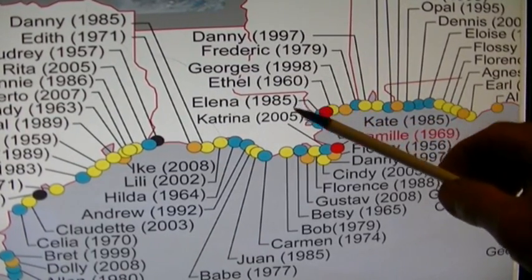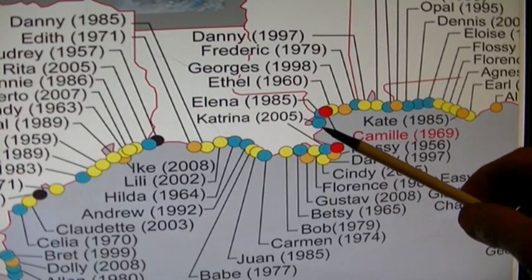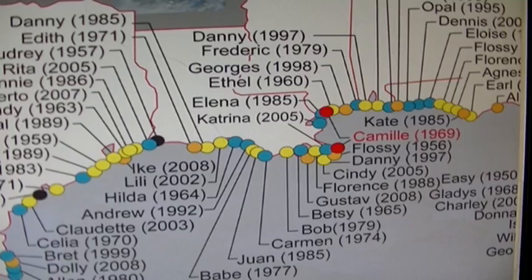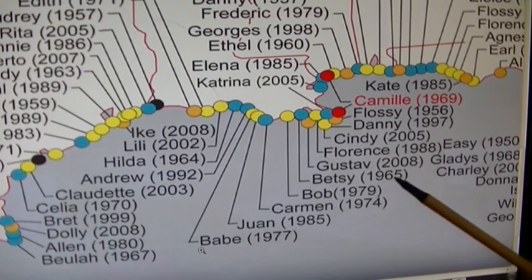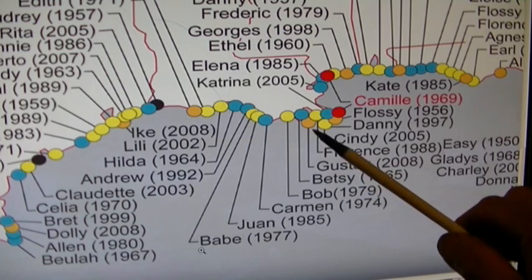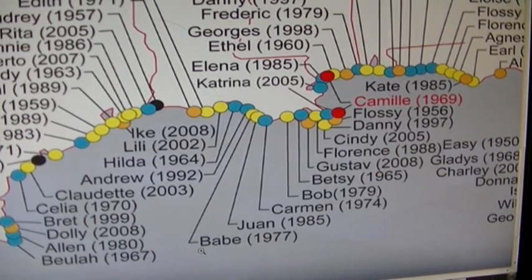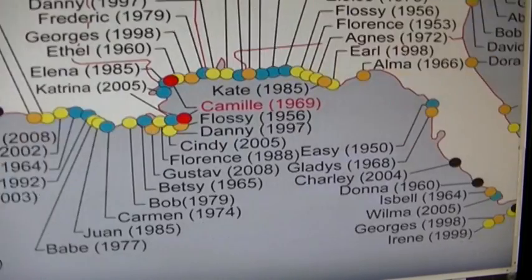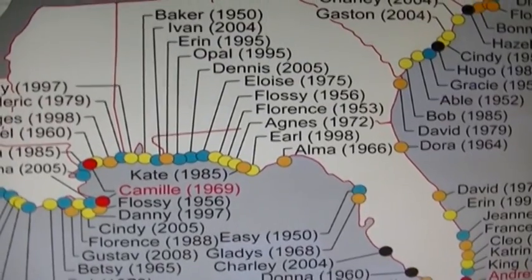97, 98, Katrina 2005, category 3. Okay, everybody might remember that name. 97, 2008, Gustav was category 2. And let me scroll this over. But my point is that the last hurricanes to hit the Gulf Coast were in 2008.